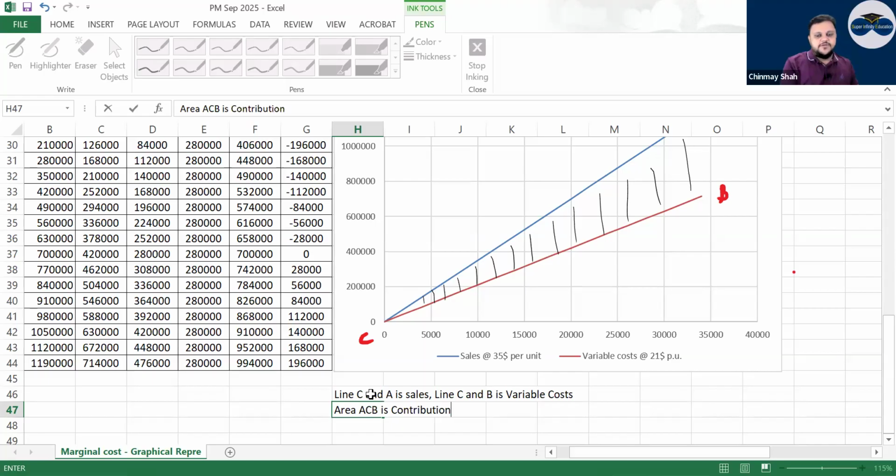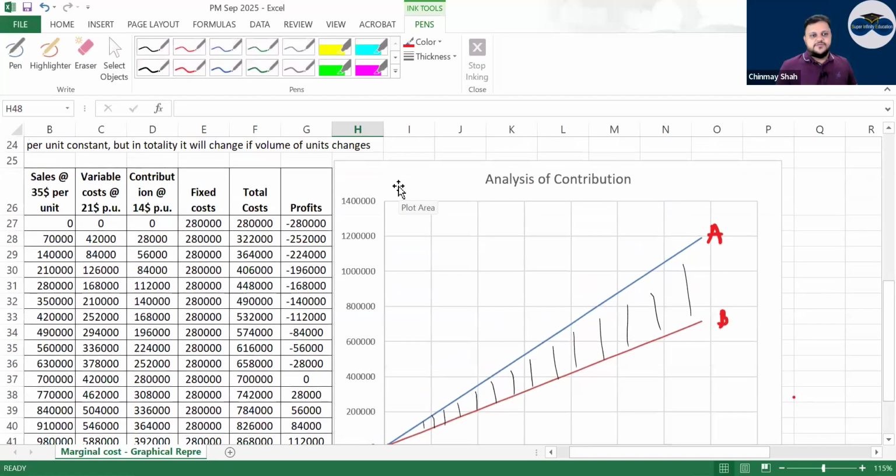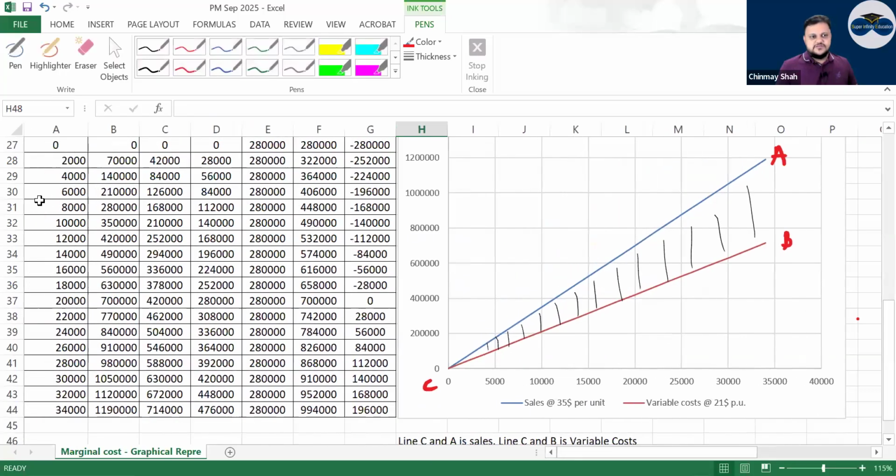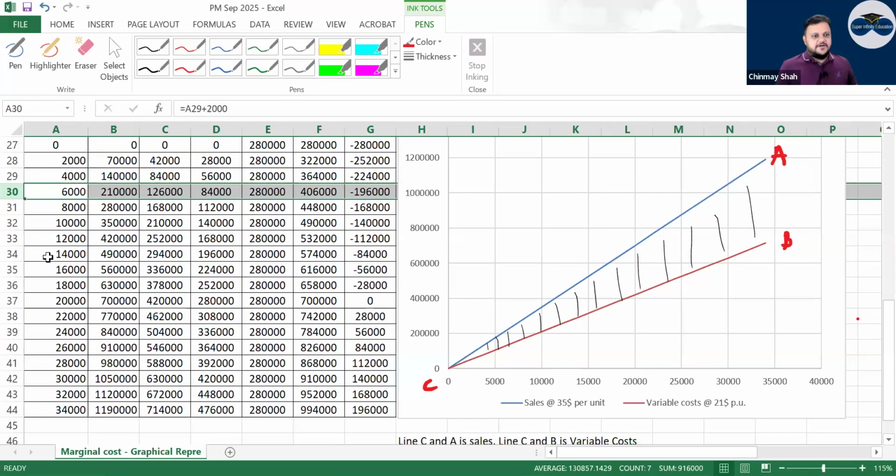Now are you okay with the contribution being plotted here? Or is there still some friction? Sir, verify how the contribution works out. Okay. Come to 5,000 units. Come to this line 5,000 units. Fine. 6,000 units. Yeah, better 10,000.